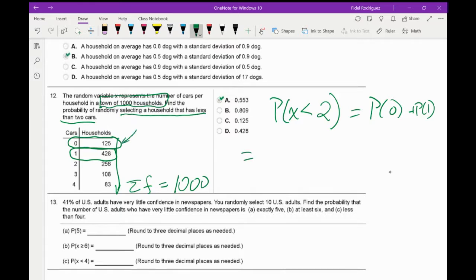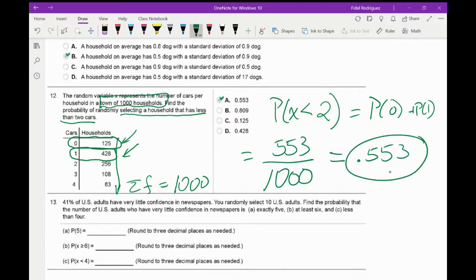Excuse me. So what I'm going to do, y'all, is add those 2 numbers together. If I take my calculator again and ask, what's 125 plus 428? I'm coming up with 553, but I need to divide that number now by 1,000. So if I take my calculator and divide 553 by 1,000, I'm coming up with 0.553. And so choice A would be my answer here.